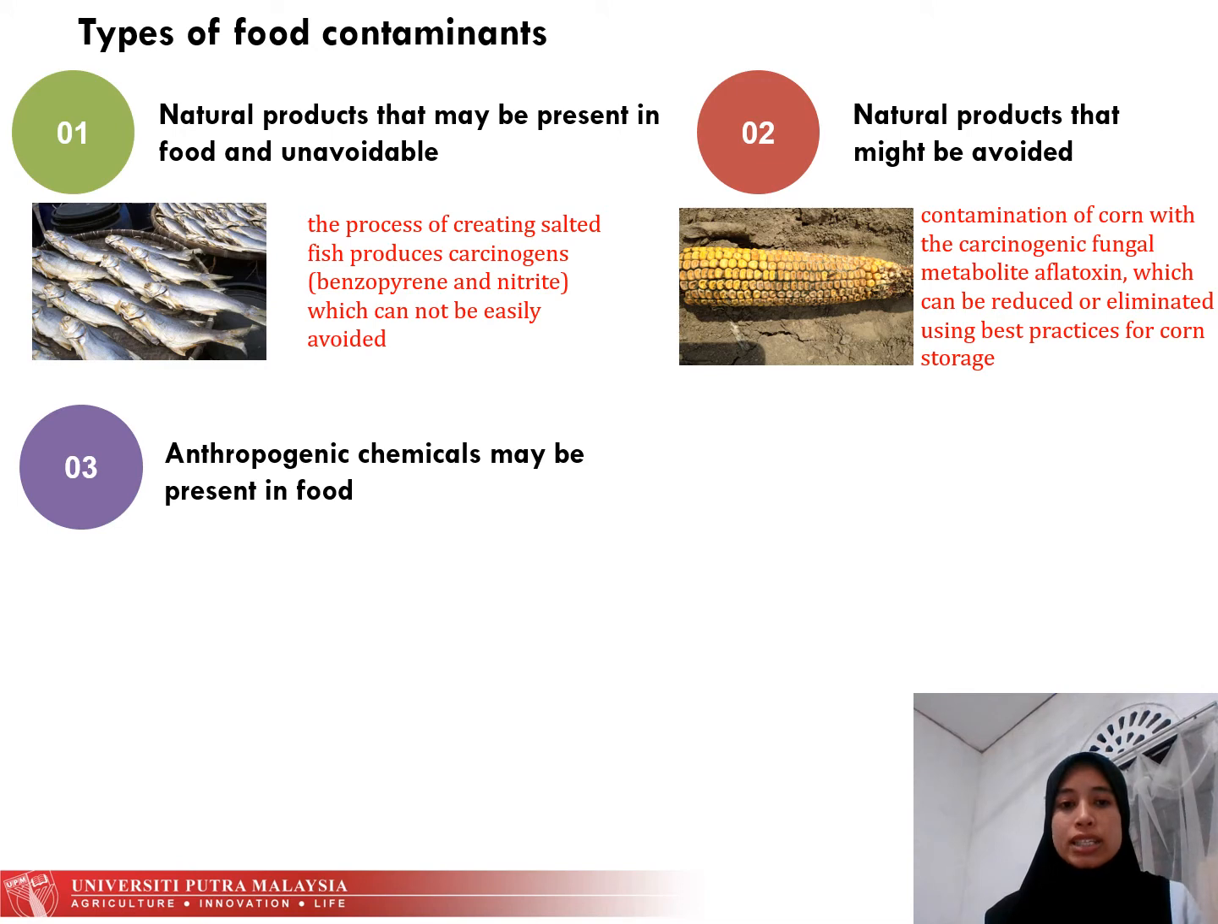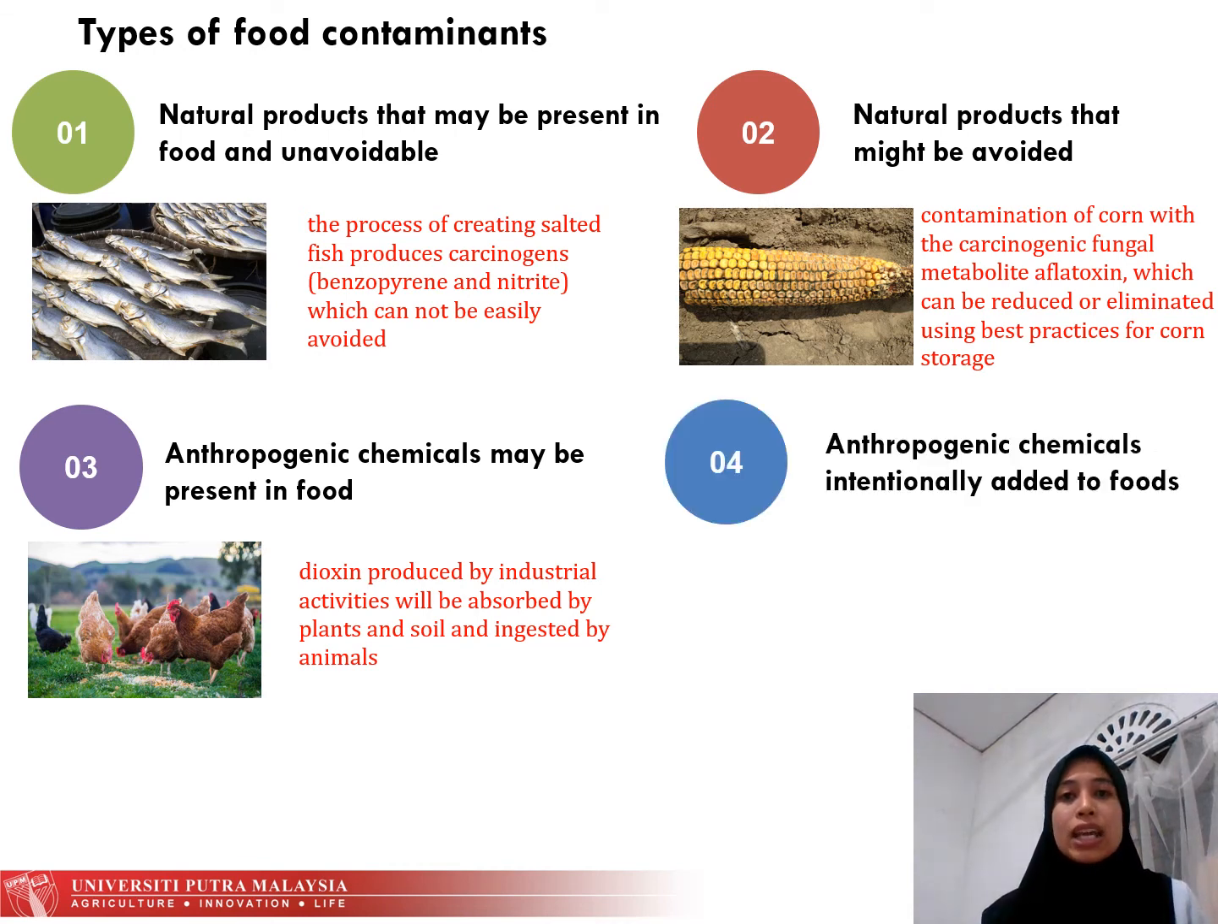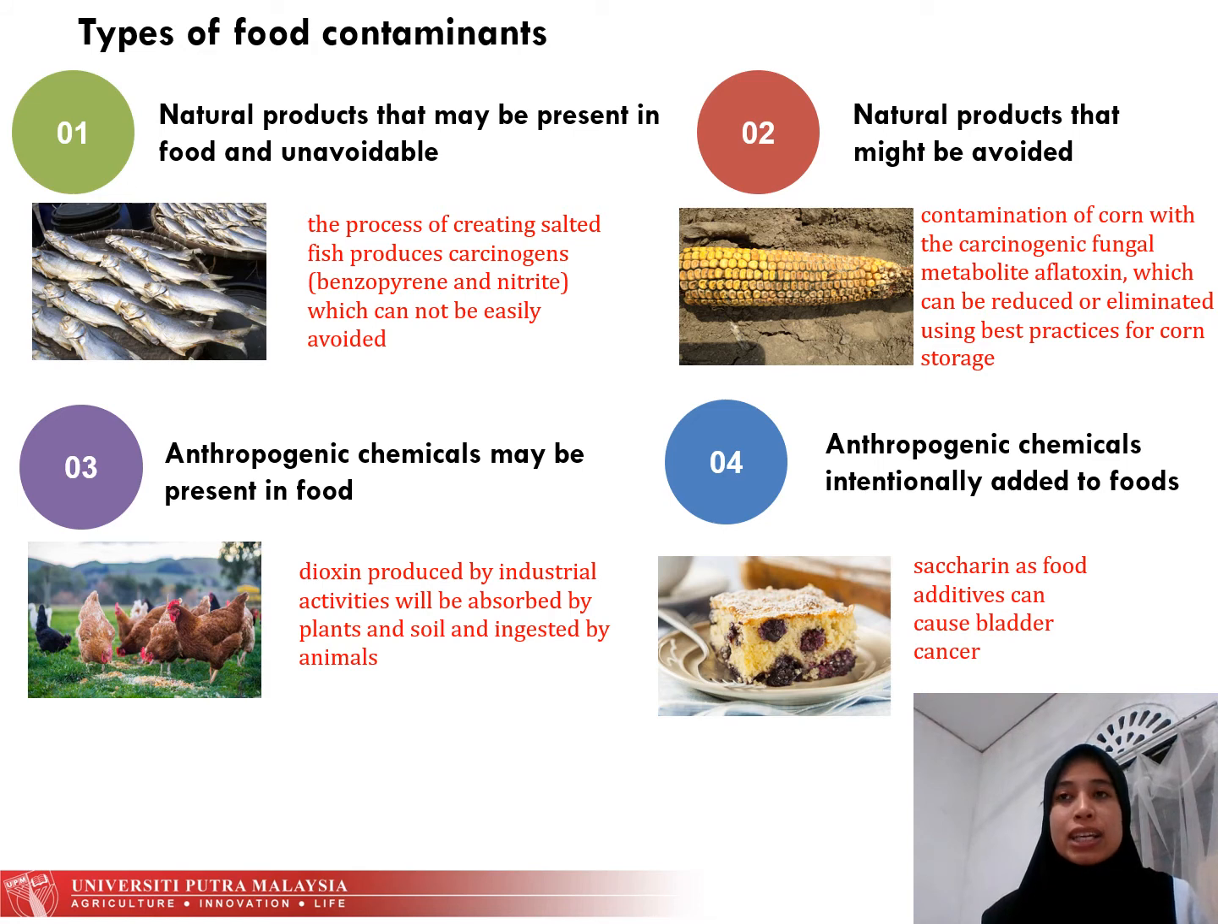The third one is the anthropogenic chemical that may be present in the food. For example, dioxin. Dioxin is produced by industrial activities. For example, when chickens eat feedstock at the surface of the soil, they might ingest it together with dioxins. The fourth one is the anthropogenic chemical that is intentionally added to food. For example, saccharin. Saccharin is added intentionally to the food to increase the taste and flavor of the food itself.